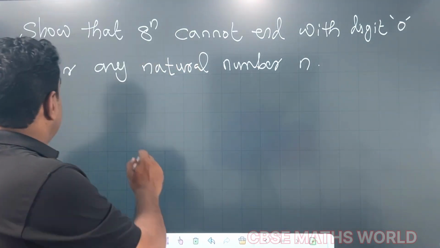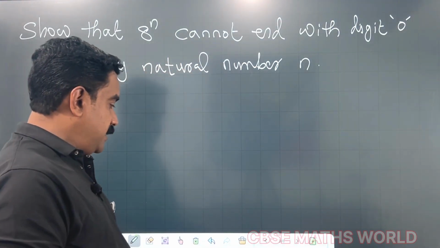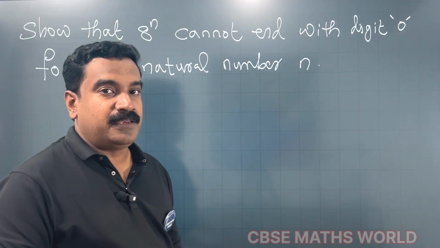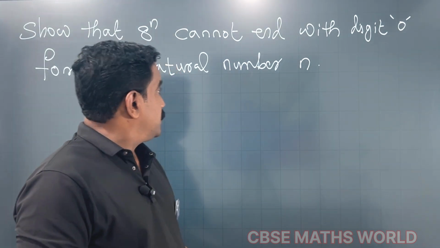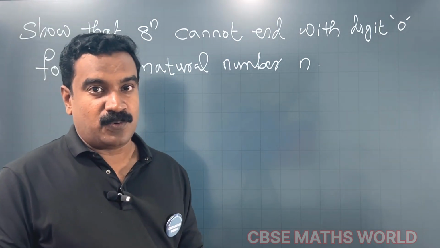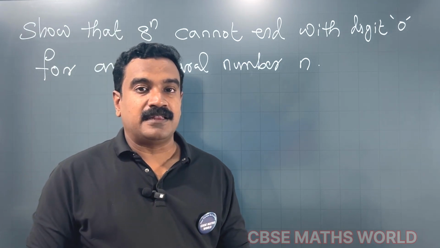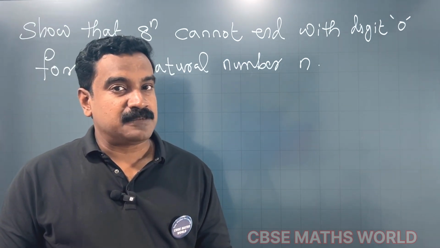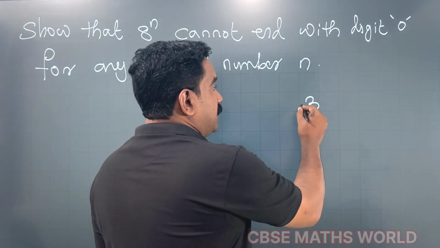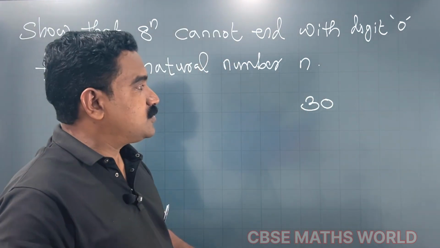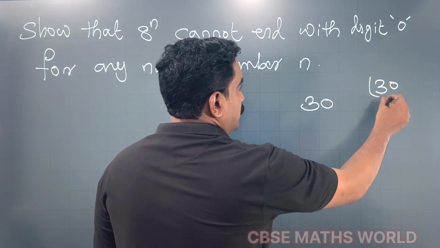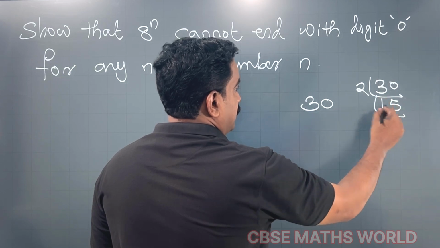And the question is, show that 8 raised to n cannot end with the digit 0 for any natural number n. Remember one thing, if a number ends with the digit 0, there must be factors 2 and 5. 2 and 5 must be factors. If any number ends with the digit 0, example 30. 30 ends with the digit 0. So if you prime factorize this 30, how will you do it? With 2, you will get 15. Again with 3, you will get 5.